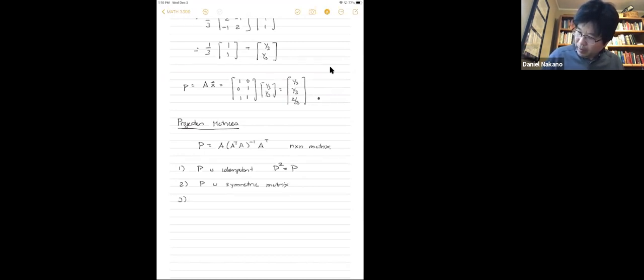And 3, if I take the rank of P, that's going to be equal to the dimension of the column space of A, which is the same as the rank of A.